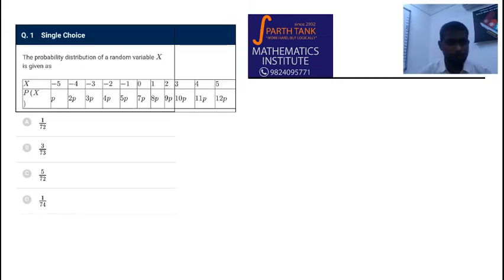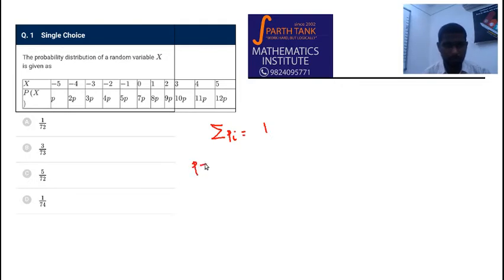The first question. The probability distribution of a random variable x is given, and they have given us a table. This is usually called the probability mass function. Compute the value of p. Now this question is based on the fact that the summation of all the probabilities should be equal to 1.